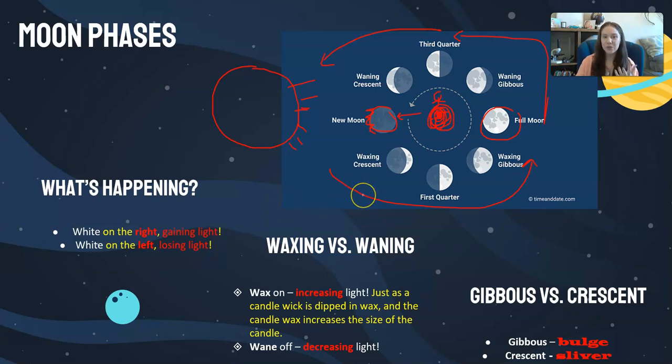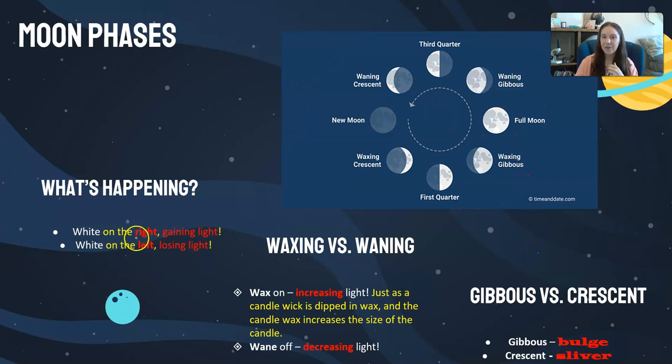Okay, so what is really happening? When we learn about the moon phases, we need to know that the white on the right is gaining light. So when you see white on the right, it's going to gain light. As it continues moving, we've got more and more light that's showing, okay? When the white is on the left, it's losing light. So now we're losing the light that we have, and we're going back to being in the total darkness, okay?